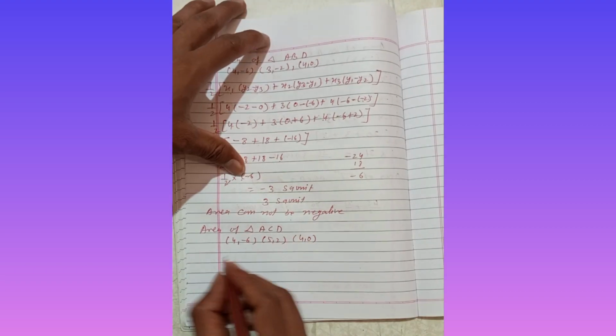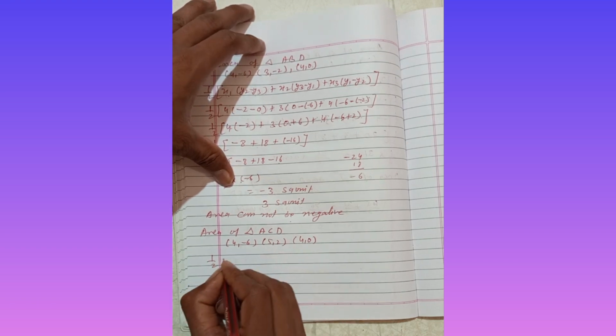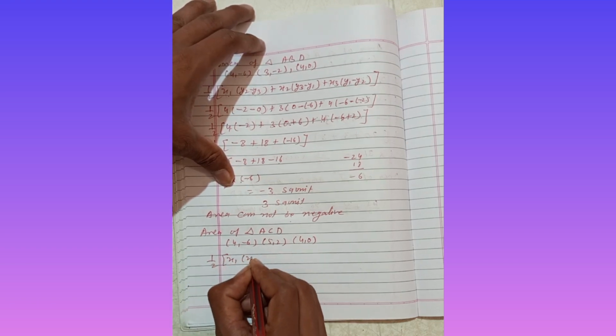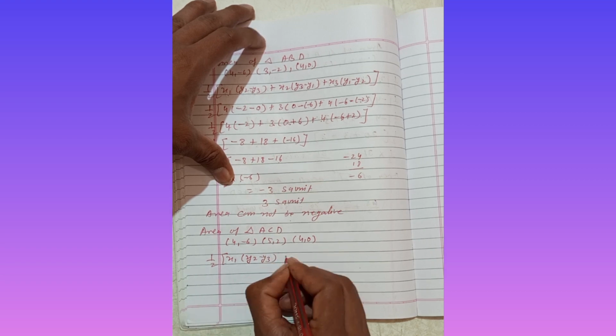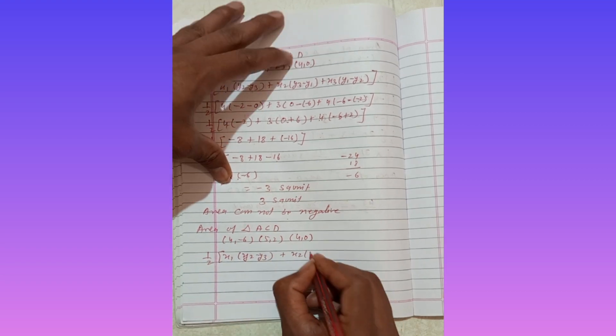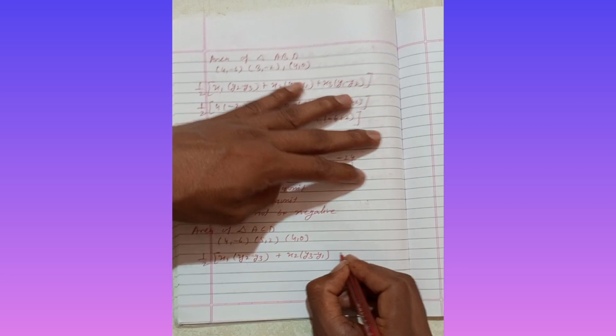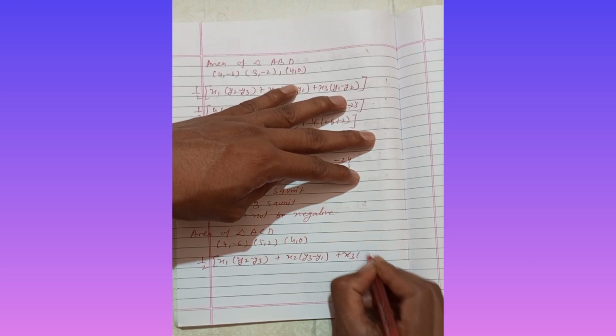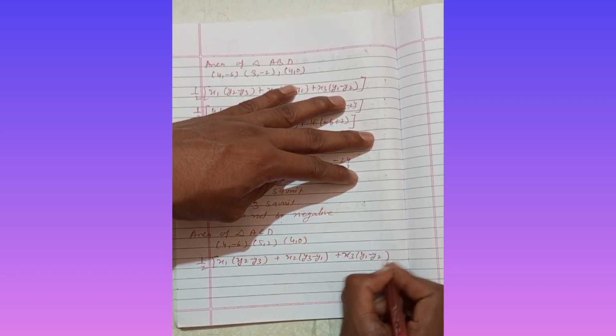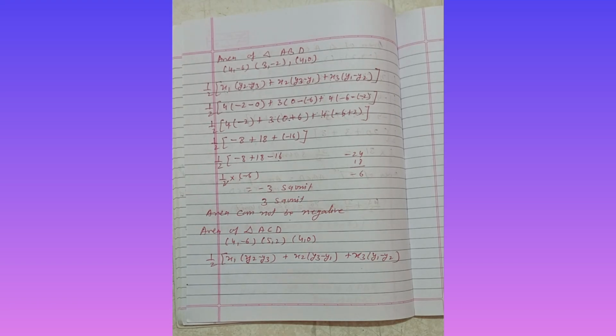Now we are finding the area. We write the formula first: 1 by 2 into x1 into (y2 minus y3) plus x2 into (y3 minus y1) plus x3 into (y1 minus y2). Now substituting these values into this.